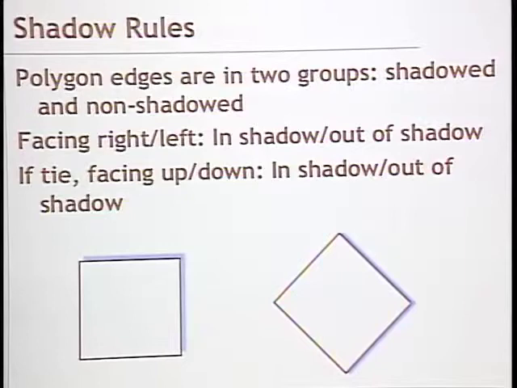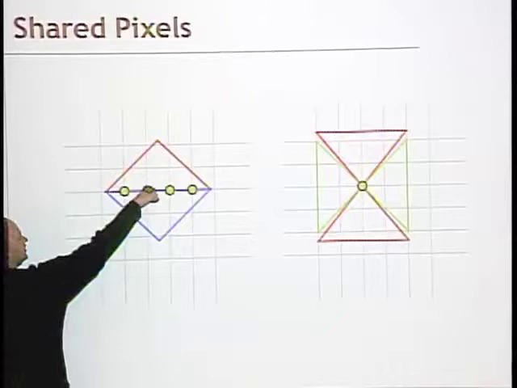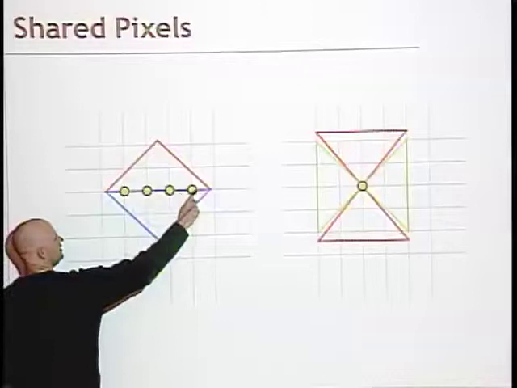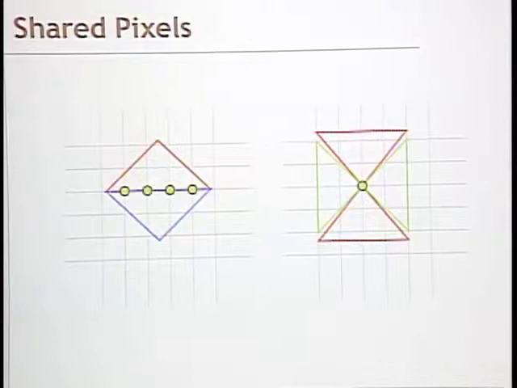Then you've got the issue of, what if it's a tie? This edge isn't facing left or right because it's horizontal. So you break that tie by whether it's facing up or down. And that's going to solve these problems. In this particular case, if we use those shadow rules, then the blue triangle will draw these fragments and the red triangle will not, because for the blue triangle, this line is not in shadow. For the red triangle, it is in shadow.